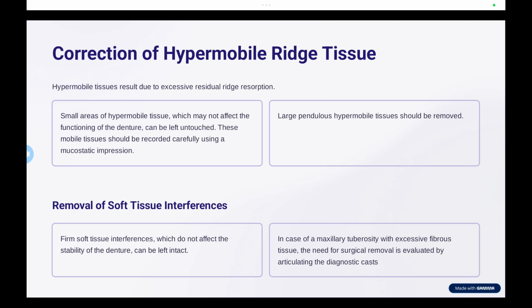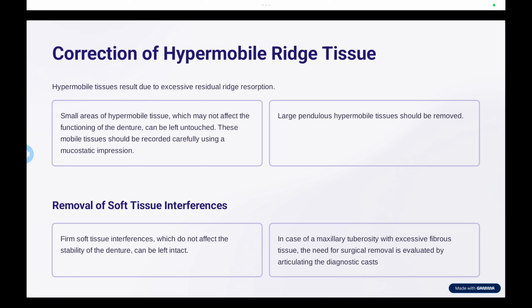Now, the correction of hypermobile ridge tissue. Hypermobile tissue results from excessive residual ridge resorption. Like, a sudden increase in ridge resorption may lead to the formation of hypermobile tissues. Small areas of hypermobile tissue which may not affect the functioning of the denture can be left untouched. These mobile tissues should be recorded carefully using a mucostatic impression technique. In the mucostatic impression technique, we use a material which can easily flow.